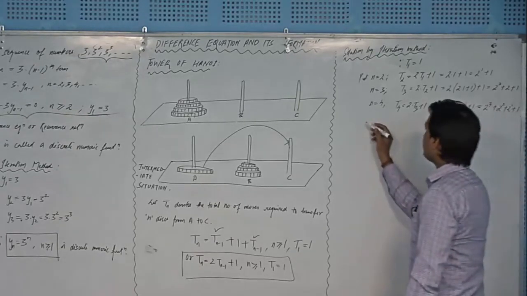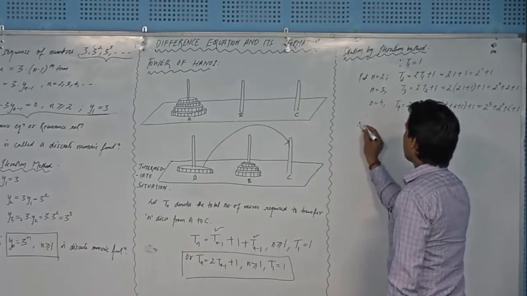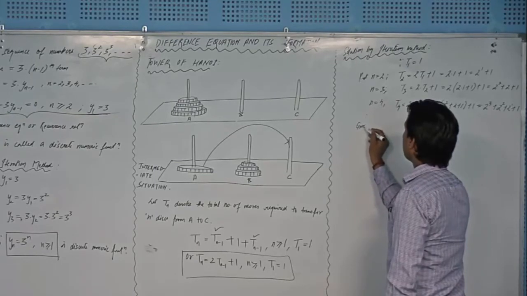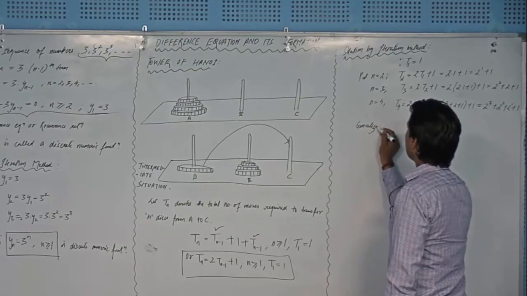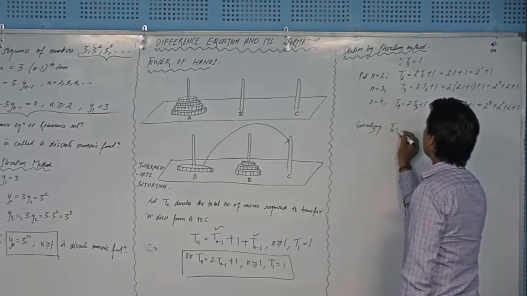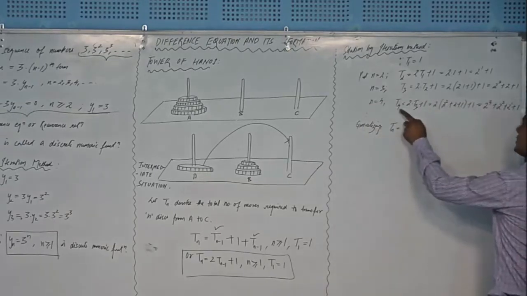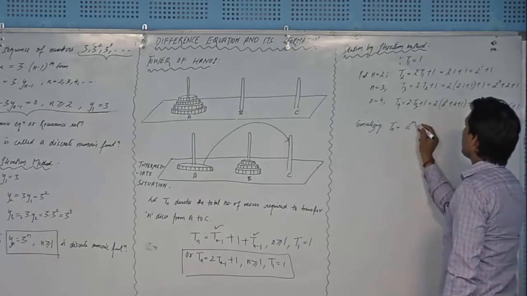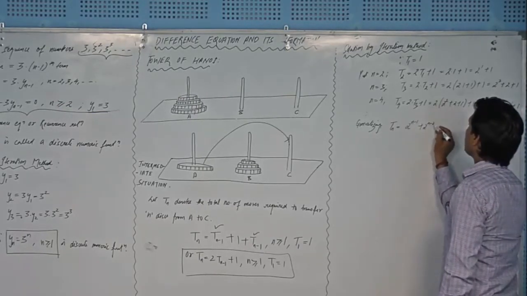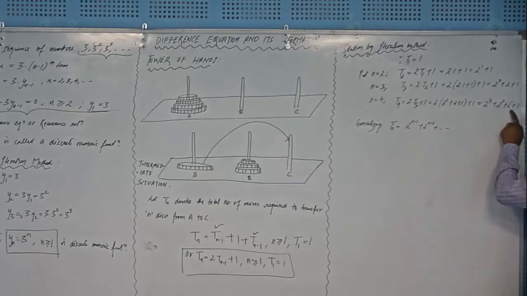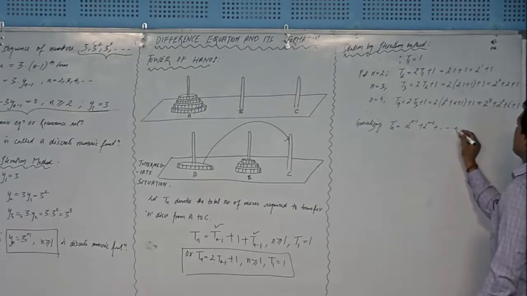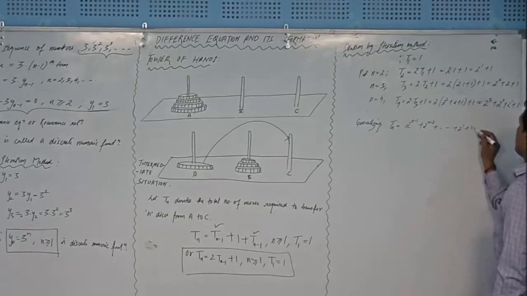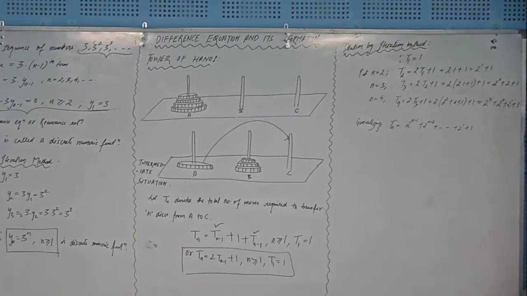I will write the nth term, generalizing. You will get the nth term will be equal to, if you see, this is T4 and you start with the power 3. So T2, 2 to the power n minus 1, then 2 to the power n minus 2, and this power goes on decreasing up to the last 2 terms, 2 to the power 1 and 1, right? So this is your Tn.